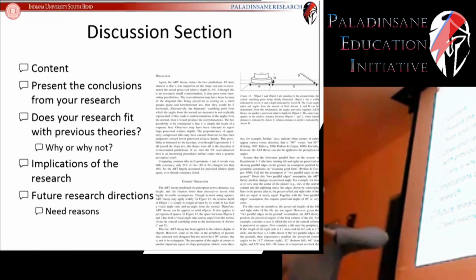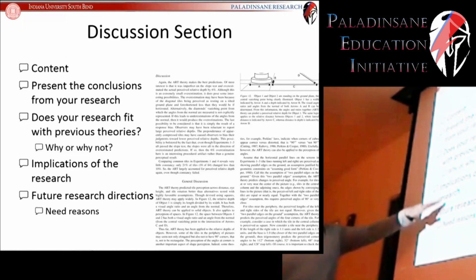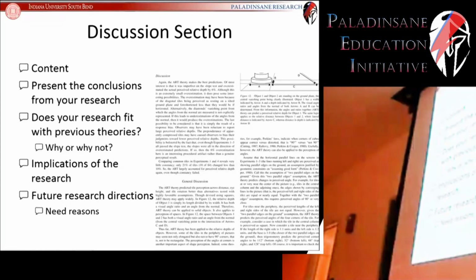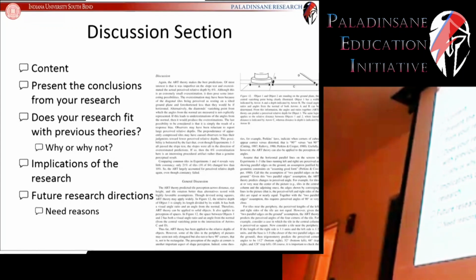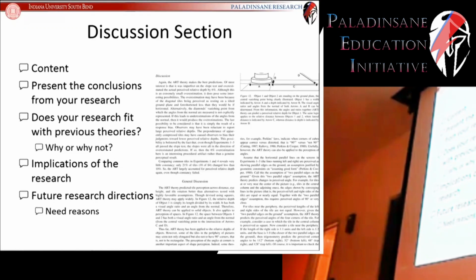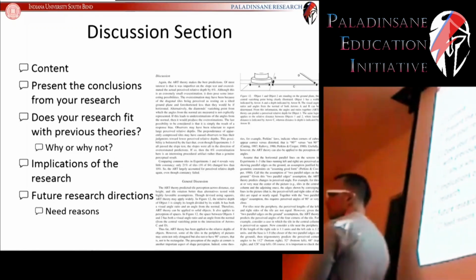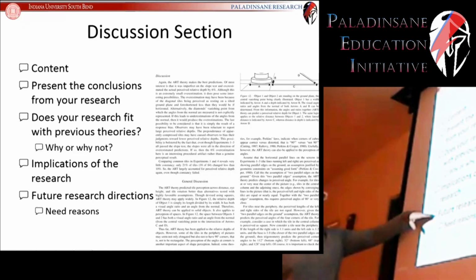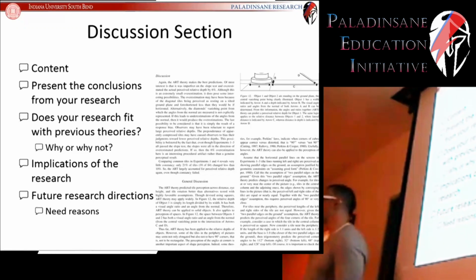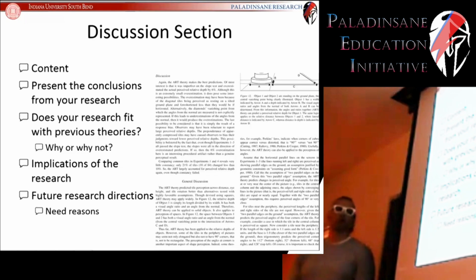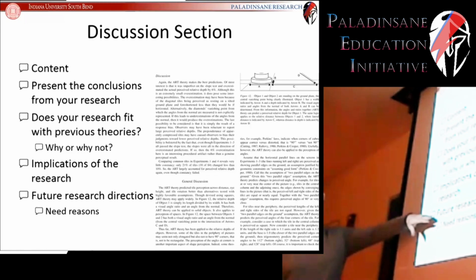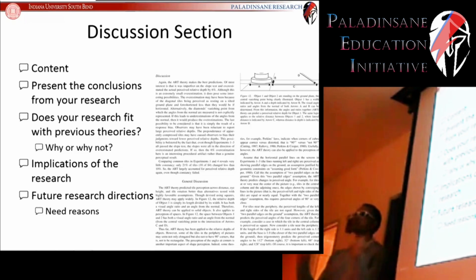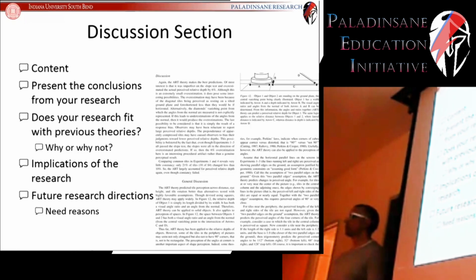And then finally, we've got your future research directions. What would be the next step? What's the next step that you would want to take in this study? The key thing here is that you need a reason. No idea is a good idea for a future research direction until you explain what that idea means. So if you say, well, I'm interested in autism, and I want to see if autistic children show these same patterns of false memory.